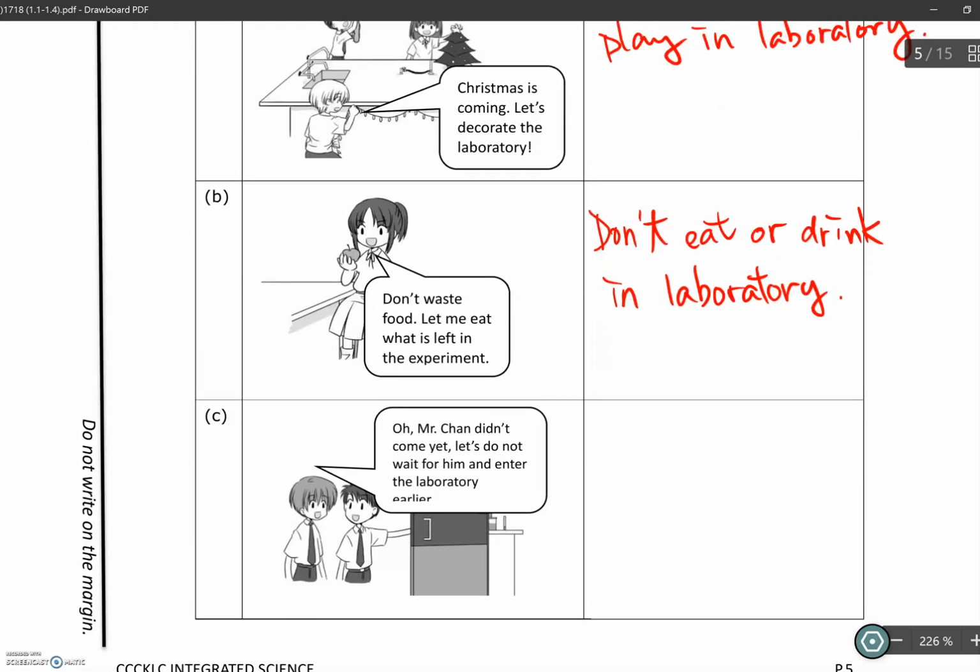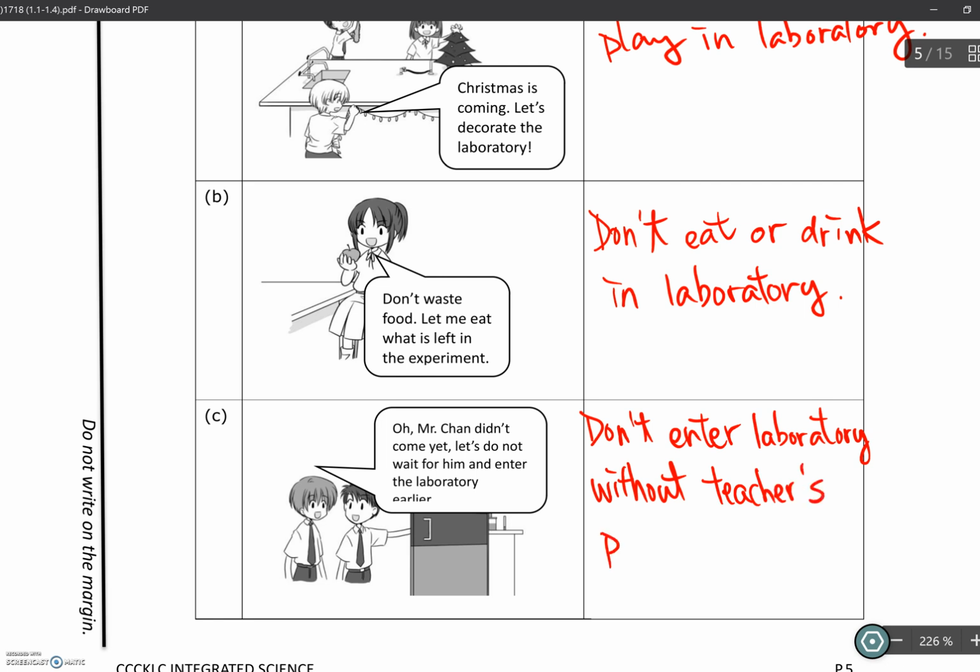And finally, don't enter laboratory without teacher's permission. I think it's spelled wrongly, permission. So I think it's not a difficult task.